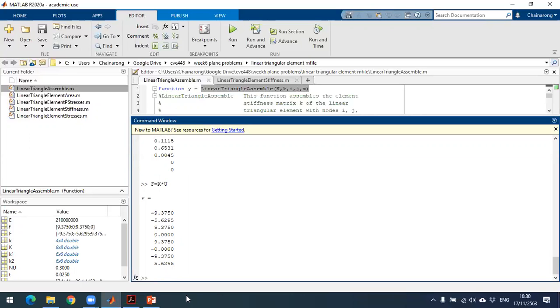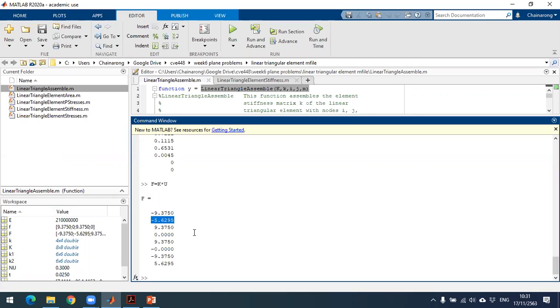So for this case, you see that the reaction is equal to minus 9.375. That is the same as the applied force on the second node and third node. And also for the reaction in the y direction, we have the reaction also, and it's balanced. It is in equilibrium, right? So the solution should be okay.